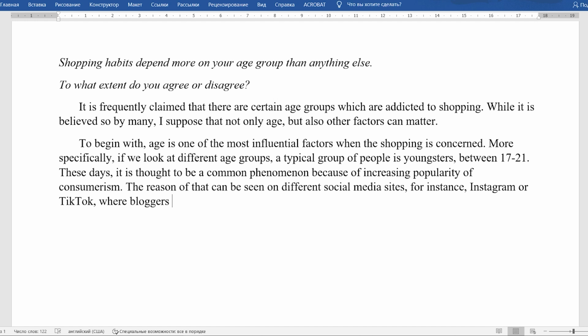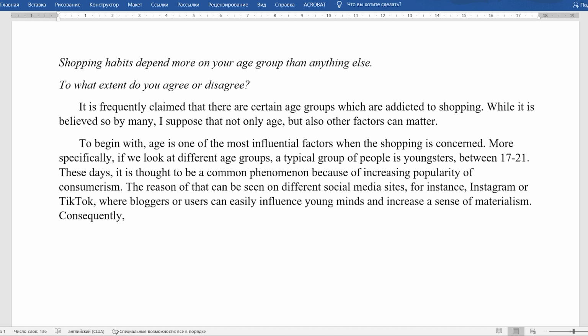Where bloggers, actually not only bloggers but other users as well, where bloggers or users can easily influence young minds and increase a sense of materialism. Materialism is when your mind, your actions and your thoughts are related to money, to the financial side. Yes. So consequently, here I want to talk about its consequences, as a result of that.